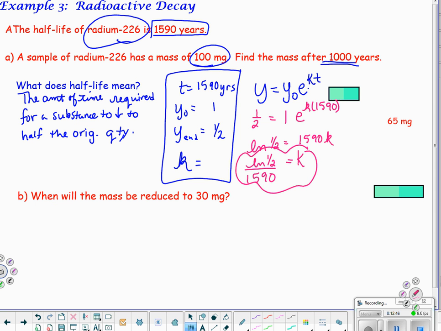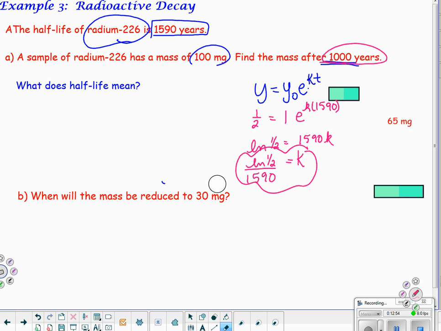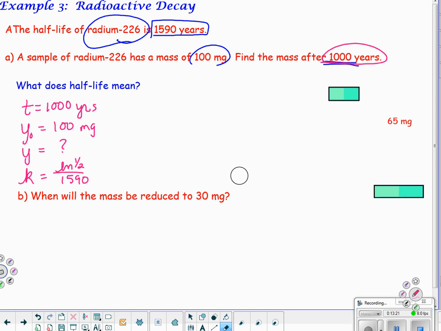Now we have to find the mass after 1,000 years. So that's going to be a little bit more work. After 1,000 years, our time element is 1,000. Our y naught is going to be that 100 milligrams, and they want to know what's the ending amount. We do have our k value that we just solved, k equals natural log of 1/2 over 1,590. Let's pop it into an equation here. So y, our finishing amount, equals 100, the starting amount, e to the natural log of 1/2 over 1,590, times 1,000 years.